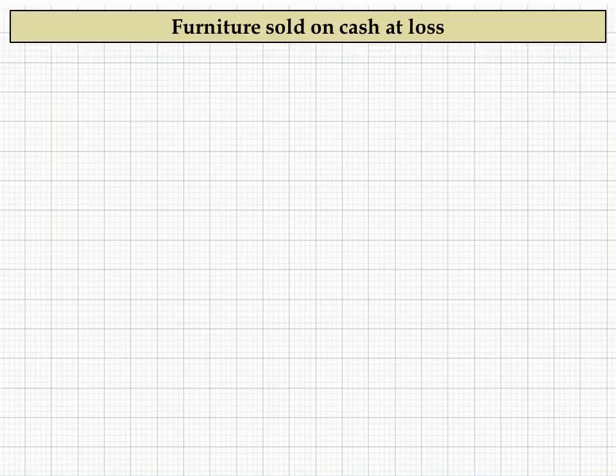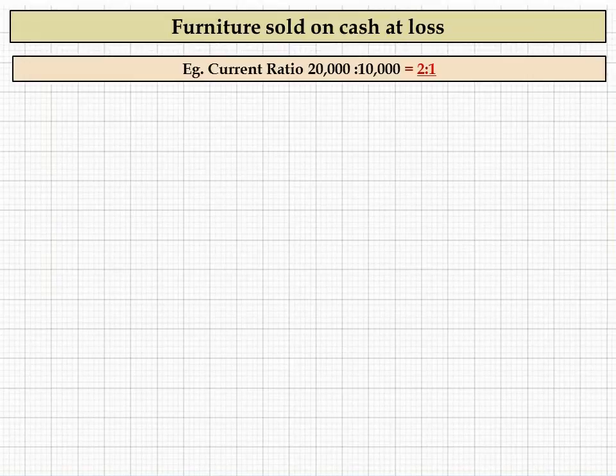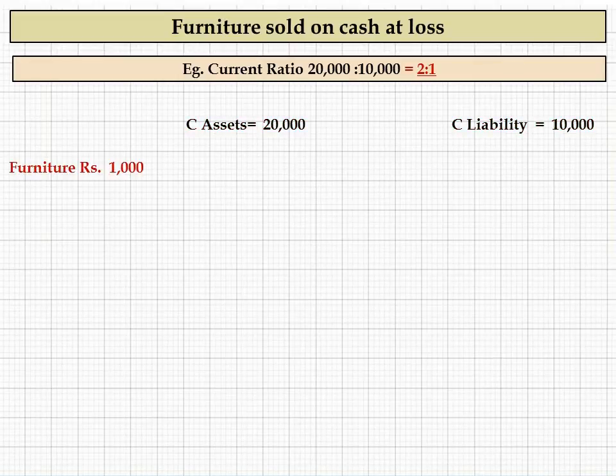Suppose furniture is sold for cash at loss. What will be the effect on current ratio? Suppose the original current ratio was 20,000 is to 10,000, means 2 is to 1. We have sold the furniture at loss. Suppose the cost of the furniture was 1,000 rupees and we have sold it only for rupees 800.